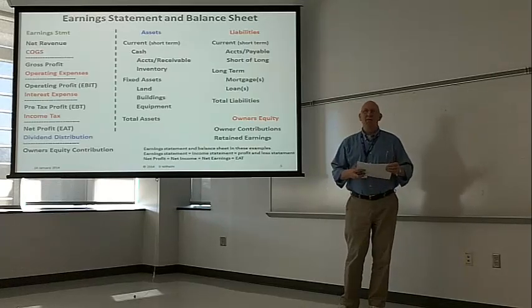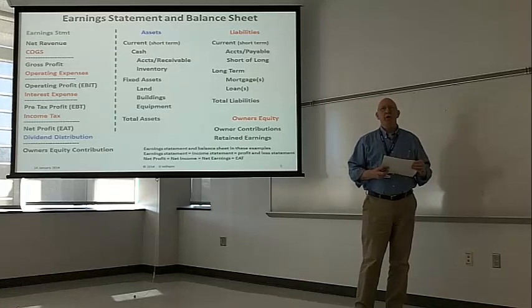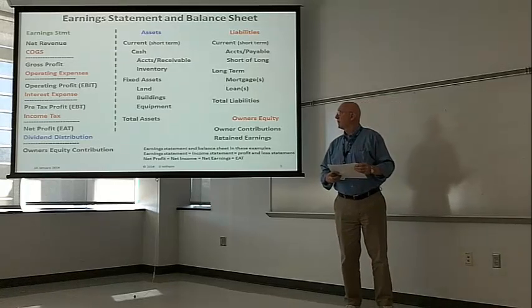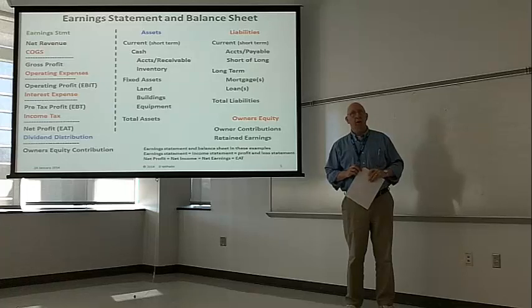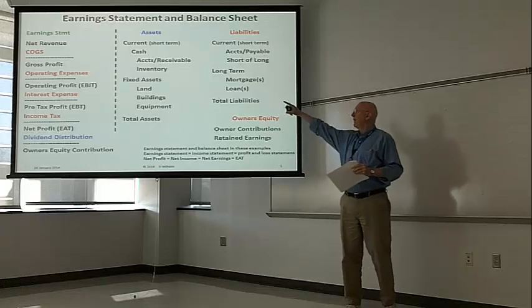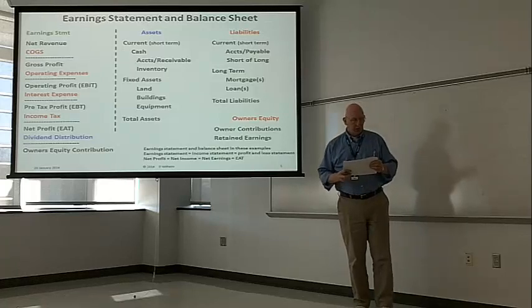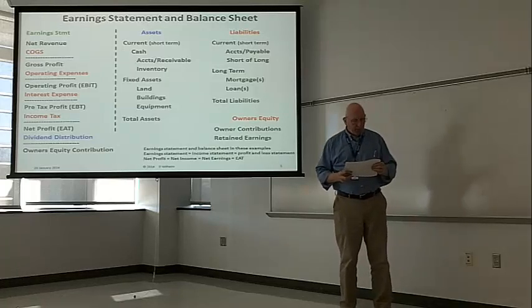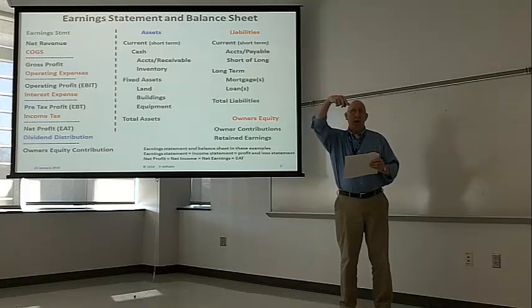Here is a very brief earnings statement and balance sheet. For the ratios, we will be using numbers from the earnings statement and from the balance sheet. We will not be using any from the cash flow statement, though I'm sure there are ratios using the cash flow statement. So on the earnings statement, we have net revenue, subtract cost of goods sold to get gross profit, subtract operating expenses to get the operating profit.